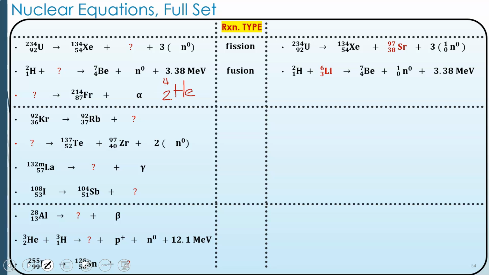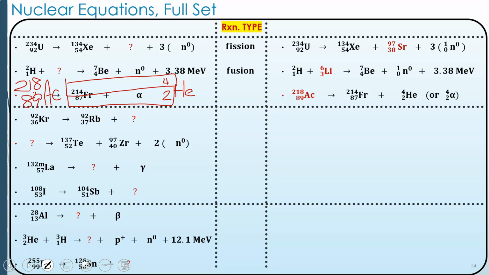So now it's a matter of just comparing the sides. We have 214 plus 4 on the right side, so we must have 218 on the left side. We have 87 plus 2 on the right, so we must have 89 on the left. We look up 89. 89 is actinium. And now it's just a matter of filling it in. It's actinium 218. We don't need to say the 89. 89 means actinium. And this is an alpha decay.